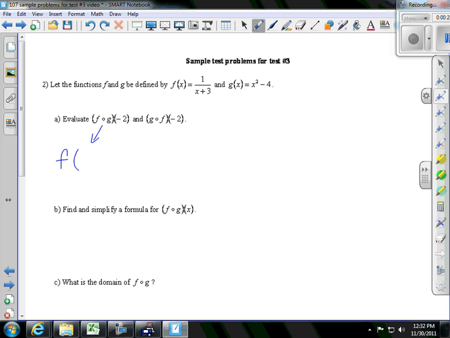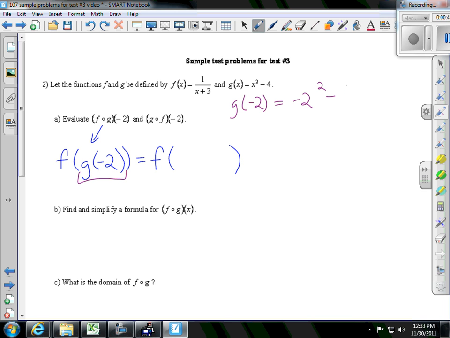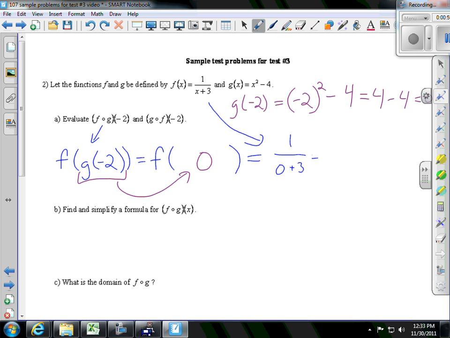First thing to observe is that f of g of negative 2 can also be written this way, and that we're supposed to do the inside function first, and then we work our way to the outside. So we need to find g of negative 2. So we'll do that up here. G of negative 2 is negative 2 squared minus 4. Really important to put parentheses there. And we should get a positive 4 minus 4 is 0. So g of negative 2 is 0. So then we got to find f of 0. F is this function. So we're doing 1 over 0 plus 3, or 1/3.